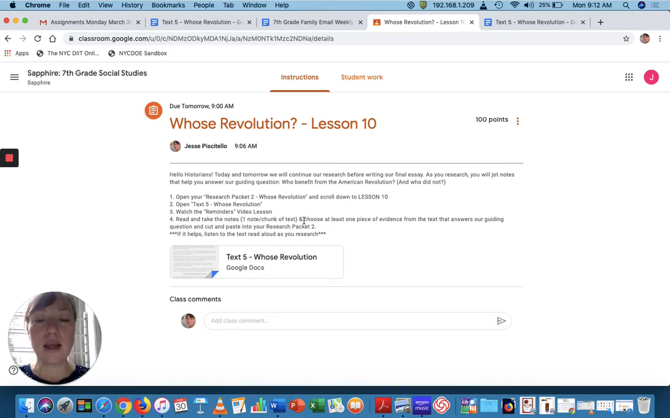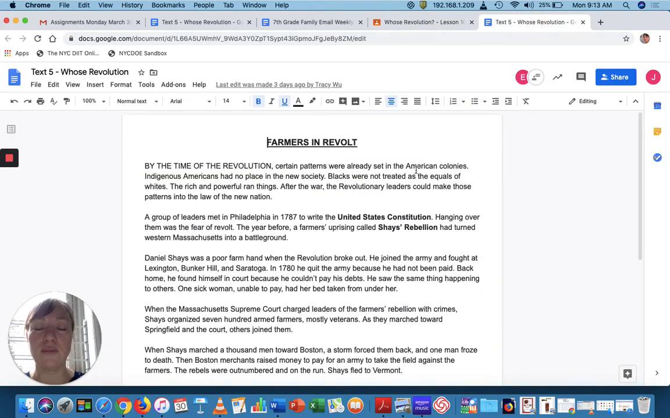I think it was lesson 8. And choose at least one piece of evidence from the text from today that answers our guiding question, and cut it, paste it into research packet 2 at the bottom of the notes. Okay? If it helps, you can also listen to this text 5 read aloud, which we will post, and you can listen to it and pause it after each chunk of text and ask yourself what was that mostly about, and jot a note in your own words, and then press play and listen to it as it's being read aloud again. Okay? So let's just jump over to text 5 and do a little preview.